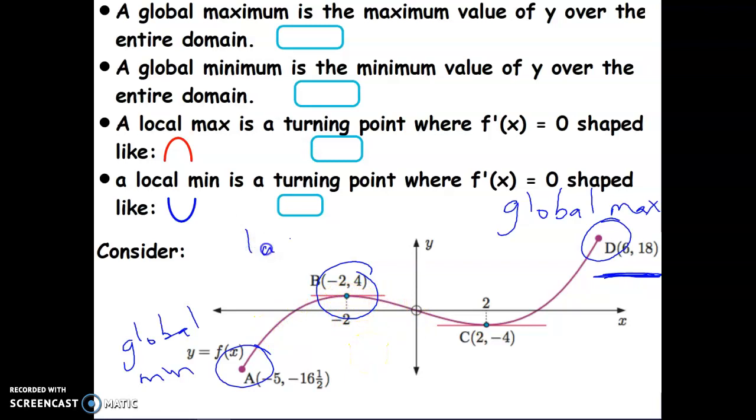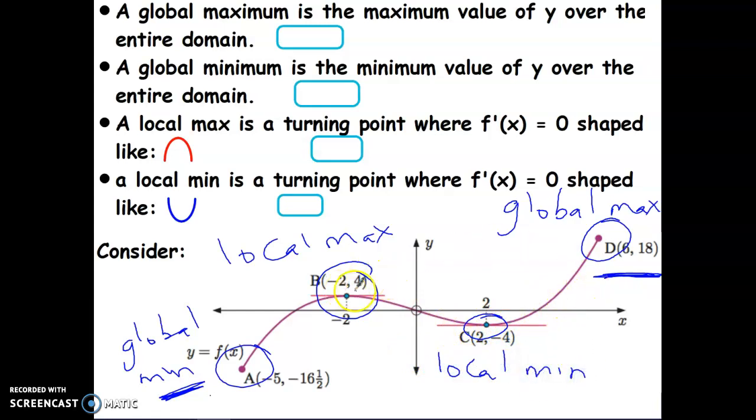So this is what we would call a local max. And then the opposite over here, this point is at the bottom of the valley. It's not as low as this point is, but it's lower than any point around it. These points are all above it. These points are all above it. So we would call this point a local minimum value.